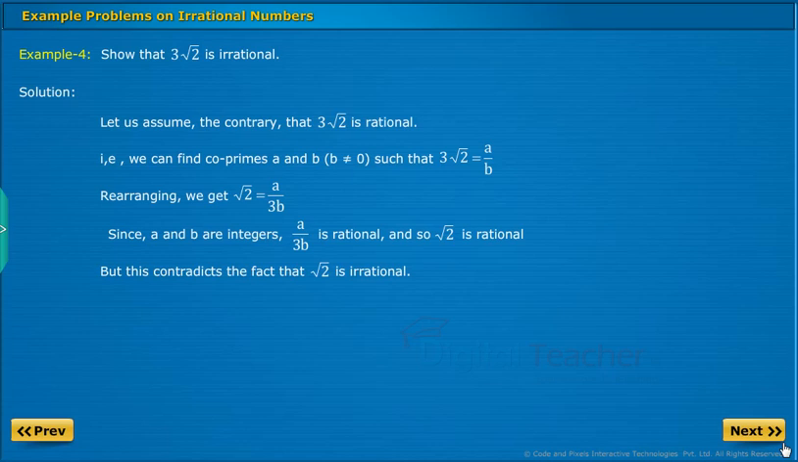But this contradicts the fact that root 2 is irrational. This contradiction has arisen because of our incorrect assumption that 3 root 2 is rational.